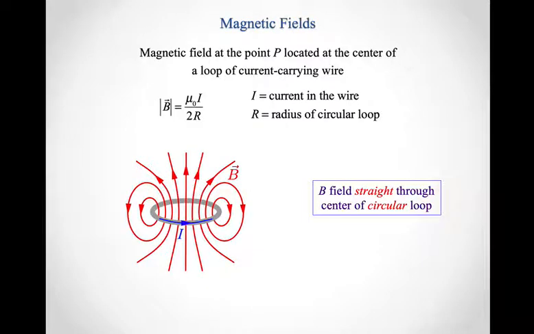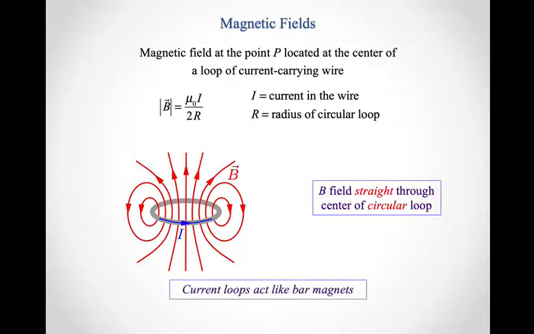Now we'll often think about current carrying loops and the fields that they generate, so we'll only be able to calculate the magnetic field at the center using mu naught I over 2R. But if we draw in all the field lines for the magnetic field generated by that current carrying loop, what you notice is it looks just like the field generated by a bar magnet. So current loops act like bar magnets.